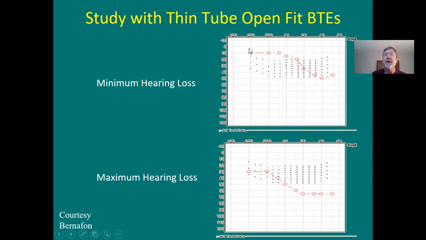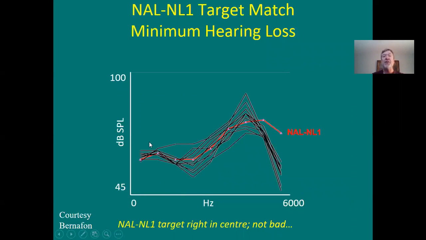Okay, enough on that. So here's the mild to moderate loss. Actually normal hearing and then dropping to a mild loss. Here's a bigger hearing loss. That's what they mean by the minimum and the maximum hearing loss. So here's a NAL1 target match for the minimum hearing loss. This is outputs, so the true output target for NAL1, and look at how the manufacturers differ.